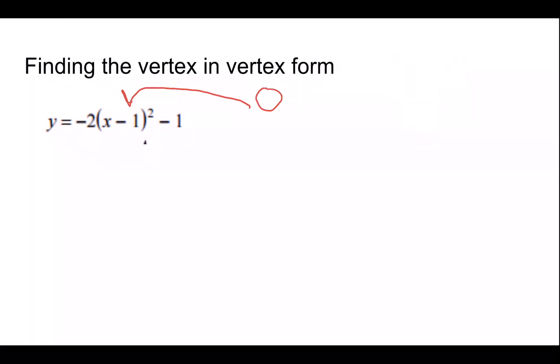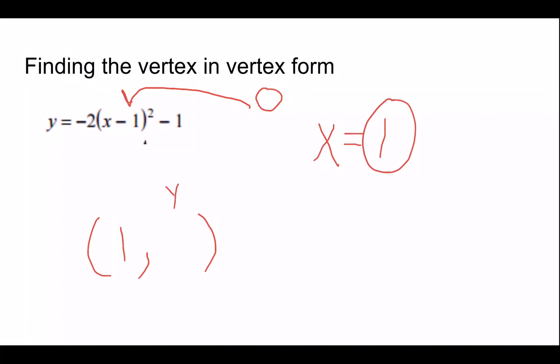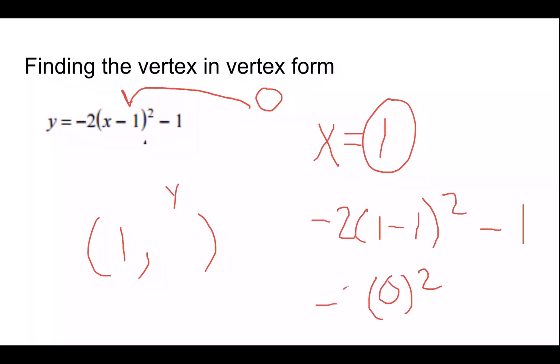In this case, what would make that 0 would be x equals positive 1. That would make that inside part 0. So my vertex, my x would be 1. Then, to find my y point, all I would do is take that and plug it into there. So I'd get negative 2 times 1 minus 1 squared minus 1. Which when you solve this, you get 0 squared times negative 2 minus 1, and you just end up getting negative 1.